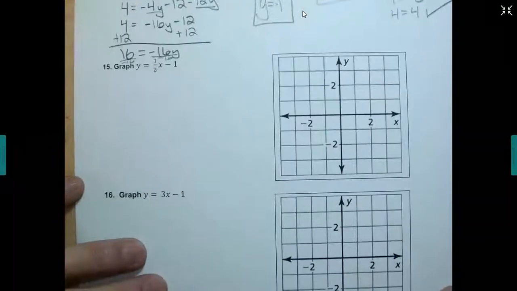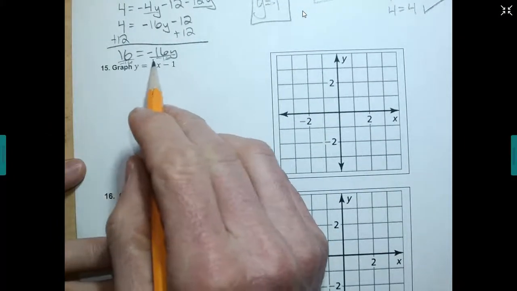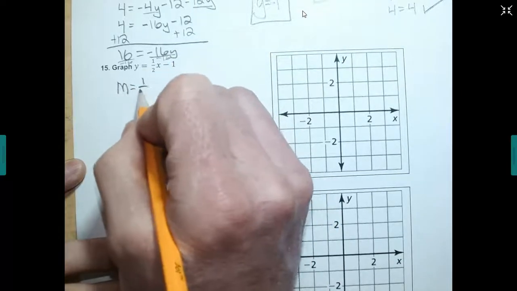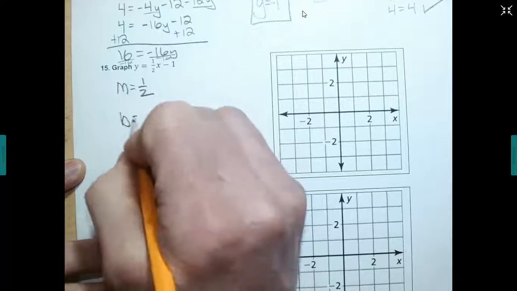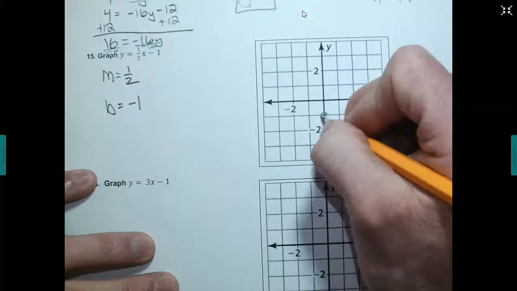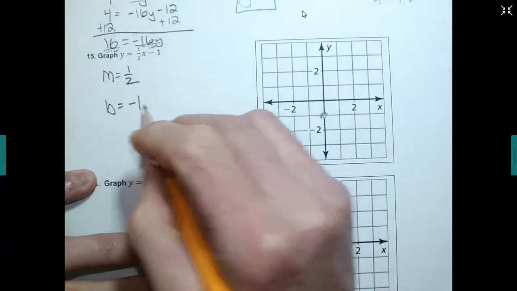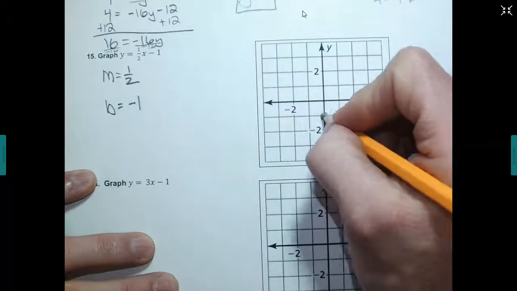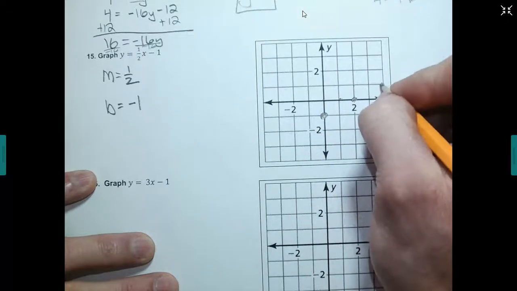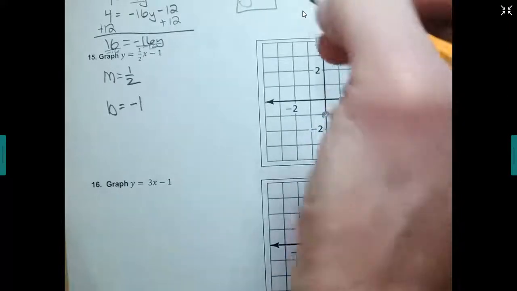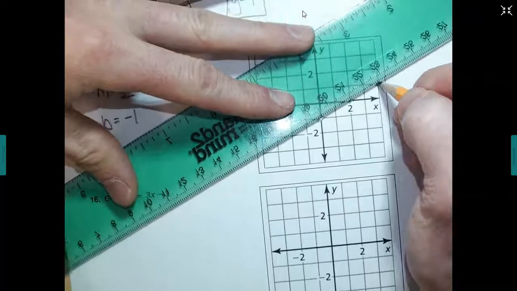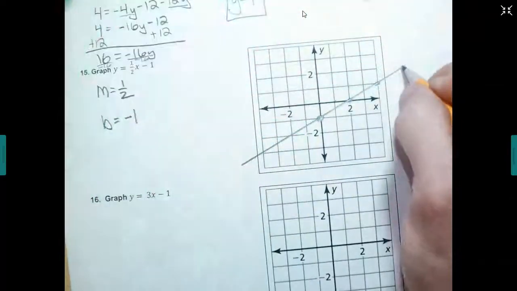Alright, now graph y equals 1/2 x minus 1. So I know that my slope is 1 over 2. My y-intercept is negative 1. So over here I find negative 1. That's my y-intercept. And then 1 over 2, I go up 1, over 2. Up 1, over 2. There's my line.